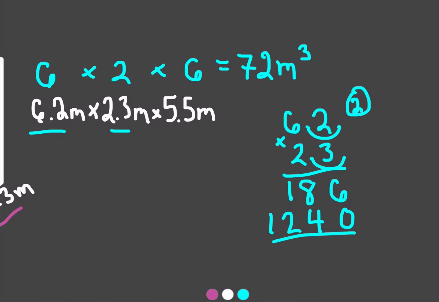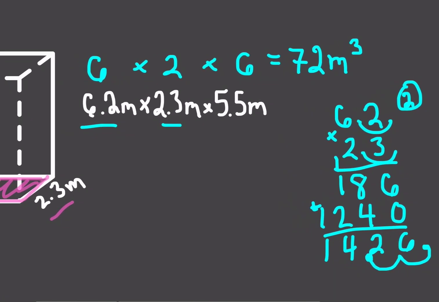If I add up those numbers, 6 plus 0 is 6. 8 plus 4 is 12. Carry the 1. 1 plus 1 plus 2 is 4. And 1 plus nothing is 1. And I jump my decimal back 2 times. So we found out kind of what our area was at the bottom. And we found out that 6.2 times 2.3 is 14.26 meters squared, because we multiplied meters twice.